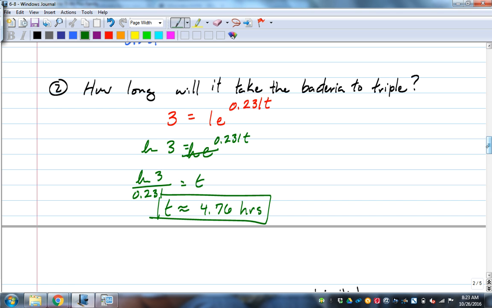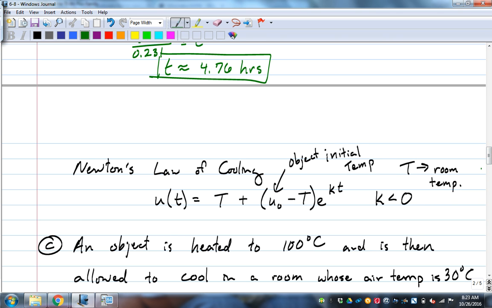Okay. All right, let's look at Newton's law of cooling. It has a kind of a formula that goes with that.